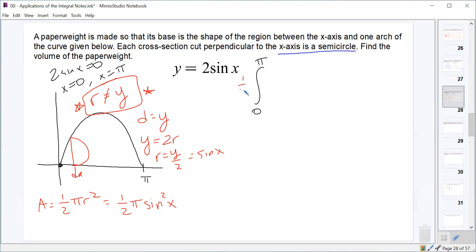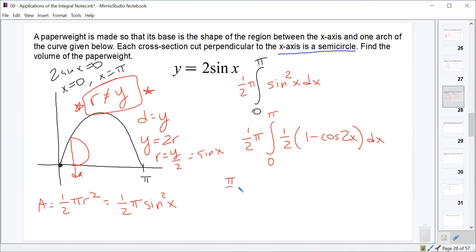So 1/2 pi is just a constant, so I'll put that out in front. And now we've got sine squared x dx inside of our integral. And the easiest way for us to integrate sine squared x is to use the power reducing trig identity for sine squared, which you should know. If you don't know that, make sure you go back, find that, and memorize it. But it is 1/2 of 1 minus cosine of 2x.